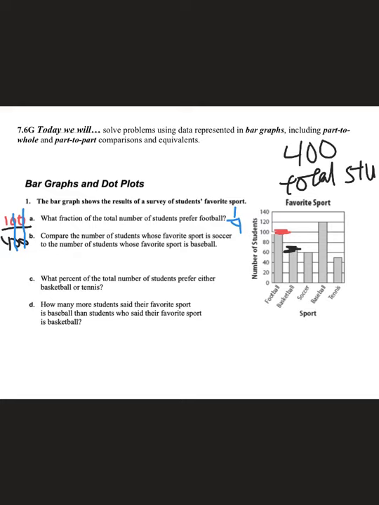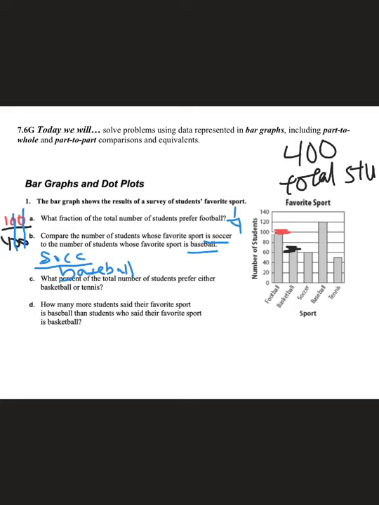In B, it says compare the number of students whose favorite sport is soccer to the number of students whose favorite sport is baseball. So in B, it's making a part-to-part comparison. It's comparing soccer to baseball. Now in A, they were making a part-to-whole comparison. They were comparing the number of students who prefer football to the total number of students. Now we're making a part-to-part comparison, soccer to baseball. So it's going to be soccer to baseball.